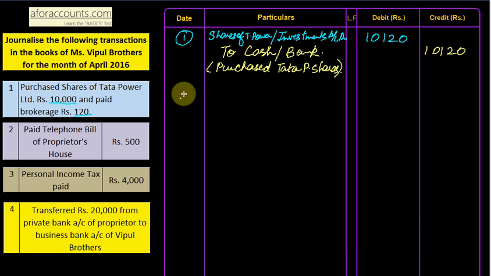Okay. Now moving on to point number 2. Paid telephone bill of proprietor's house rupees 500. Now I, as a business, will pay only my business expenses. I have nothing to do with the proprietor's house. They are drawings. So entry will be drawing account debit.